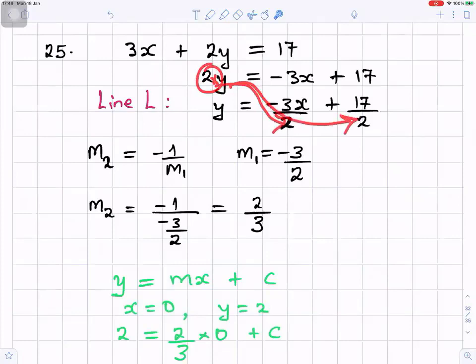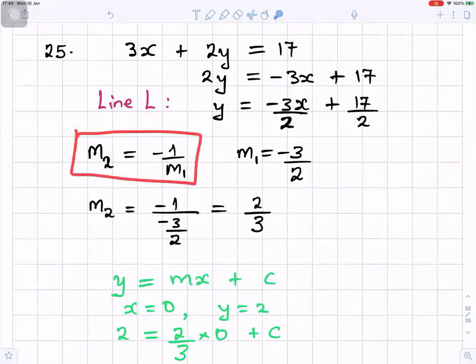Divide all of them by 2. So y is -3 over 2x plus 17. So for line L, the gradient is -3 over 2. So we use this formula. If the lines are perpendicular, the gradient for one of the lines is -1 over the gradient of the other.